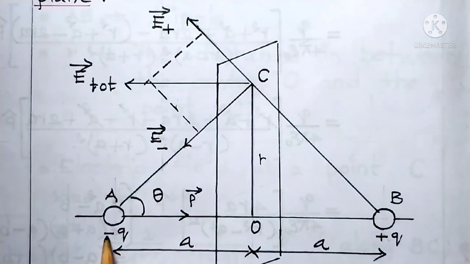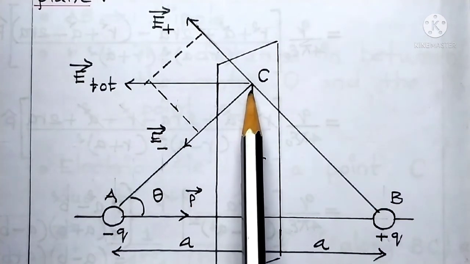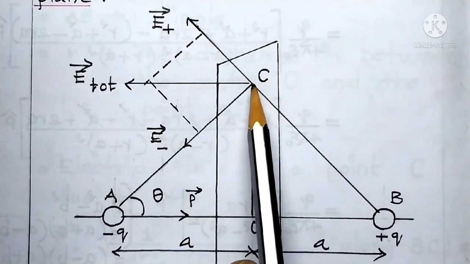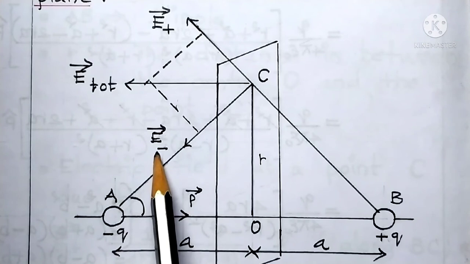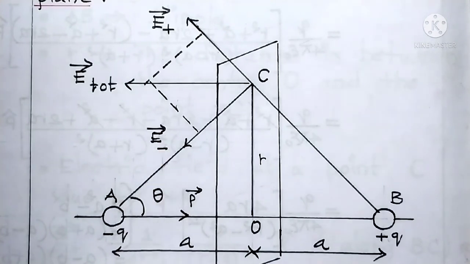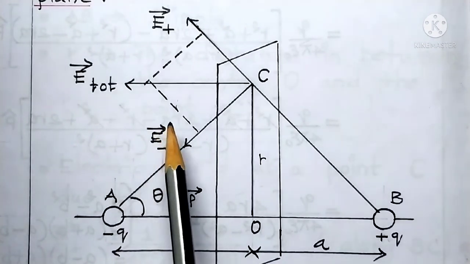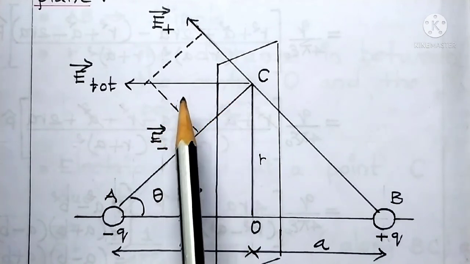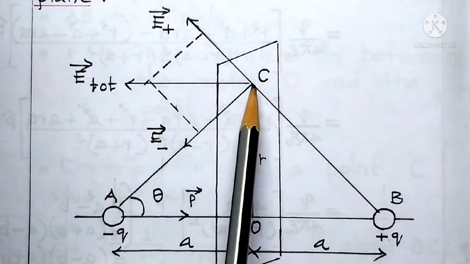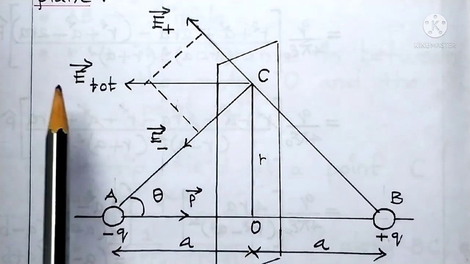Similarly, this negative charge attracts this positive charge at C. So here the electric field direction is in this way. So it is written E minus vector. Now what about the direction of the resultant electric field? In other words, E total. This is the direction of the E total.